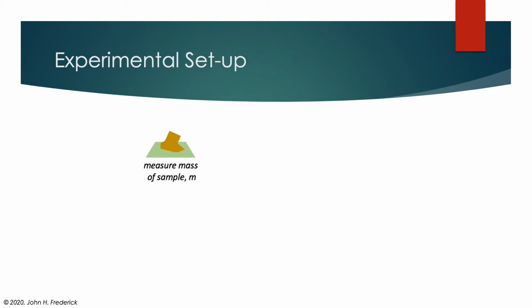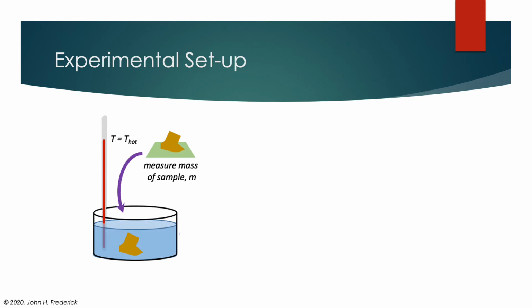Let's imagine that we've got a mass here, and we've weighed it on a balance, and we're ready to begin our experiment. The first thing we're going to do is put that sample into a hot water bath. You'll notice that the temperature is pretty high in there. So the temperature of the hot water bath is at T hot. We set the sample in there for a little while. It's going to equilibrate thermally with that. It's going to reach thermal equilibrium. It will then be at that temperature.